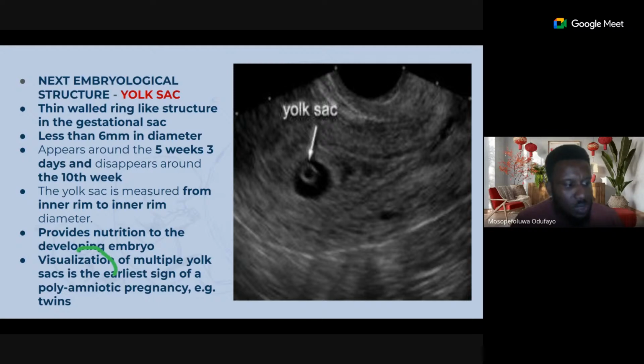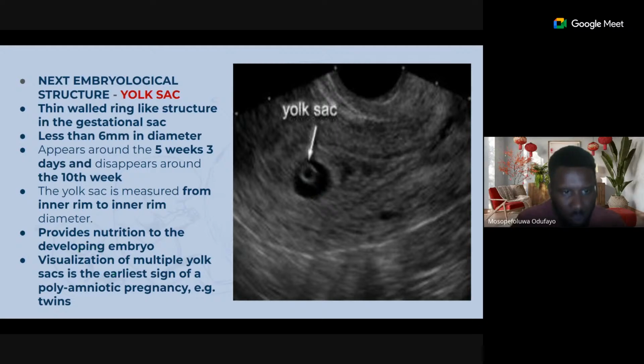And usually it will disappear around the 10th week. Take note, any yolk sac that you see that is more than 6 mm in diameter, suspect an abnormality. Usually it's never more than 6 millimeters in diameter. Is that okay? Good. So the yolk sac, when we want to measure it, we measure it from inner to inner. So we measure it like this. We don't go from outer to outer. That might just be very wrong. Is that okay? So we measure from inner to inner.